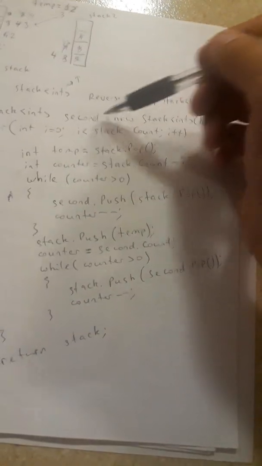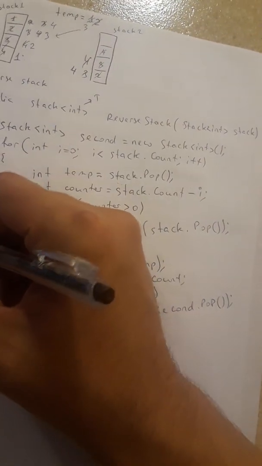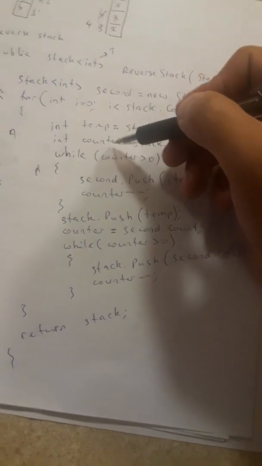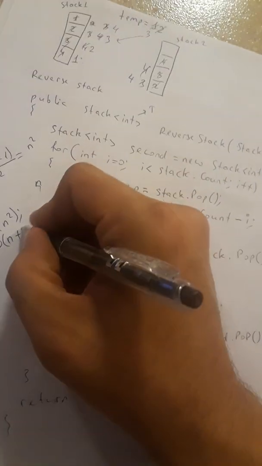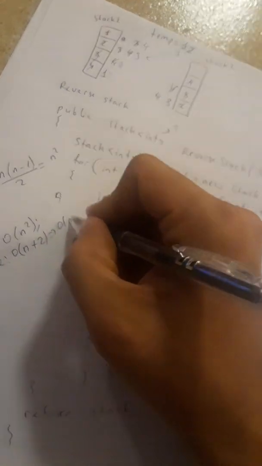Memory: we are defining one stack, which holds the number of elements, plus one temporary variable and one counter, so it will be big O of n.